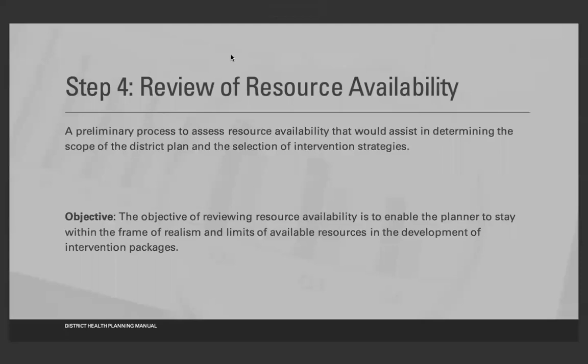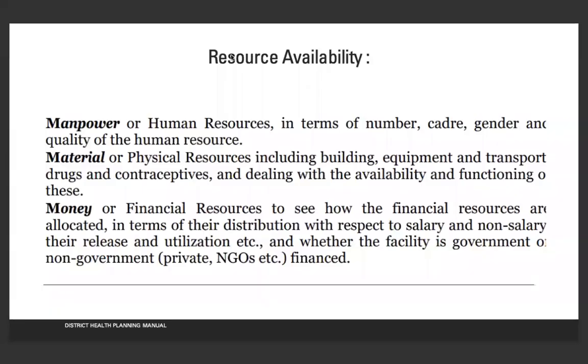Step 4 is review of the resource availability, a preliminary process to assess resource availability that would assist in determining the scope of the district plan and selection of the intervention strategies. The objective of reviewing the resource availability is to enable the planner to stay within the frame of realism and limit the available resources in the development of intervention packages.